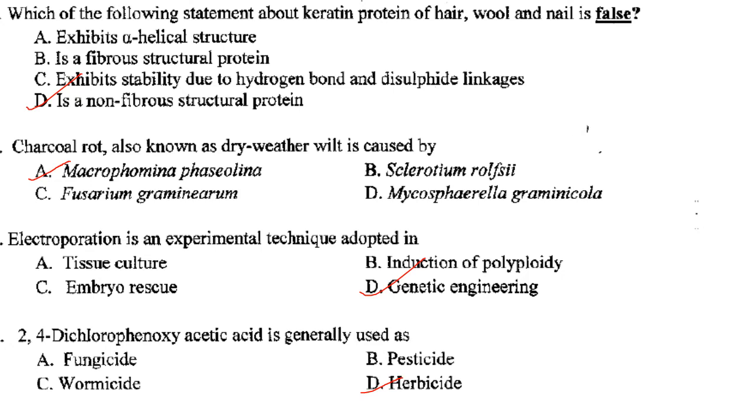The next one. Charcoal rot, also known as dry weather wilt, is caused by. So it is caused by Macrophomina phaseolina. Answer is option A. Then electroporation is an experimental technique adopted in. So it is used in genetic engineering studies for transformation of plant explants or tissue. We use electroporation technique. So answer is option B. 2,4-dichlorophenoxyacetic acid is generally used as. It is used as herbicide. 2,4-D. It is a herbicide.